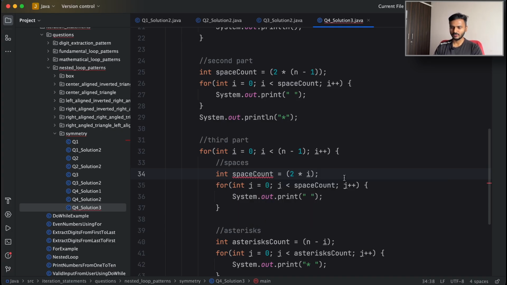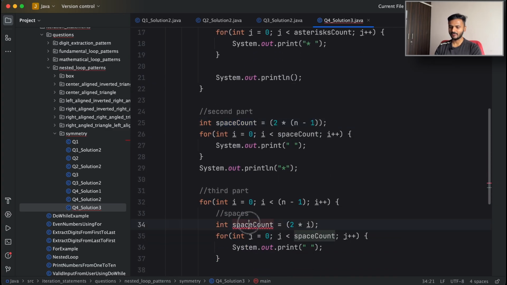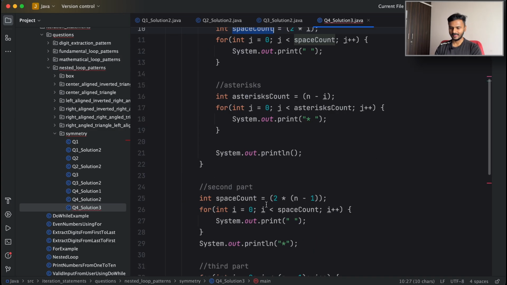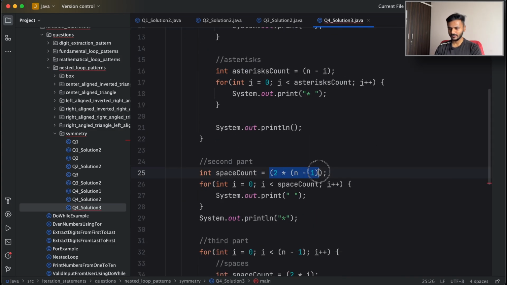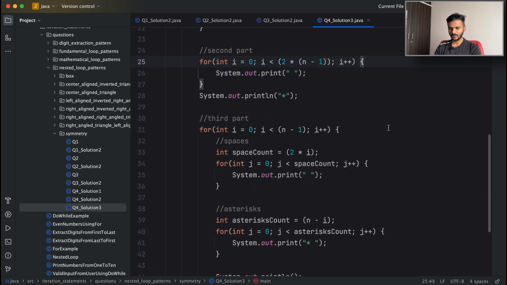So what is the solution to that? Solution is to either rename this or get rid of this variable. Either works. So to keep it simple, so that I don't have to think of a new name and I don't have to keep the name consistent across the code, what I'm going to do is grab this expression, get rid of the spaceCount variable in the second part, and just paste that expression over here. Problem solved.